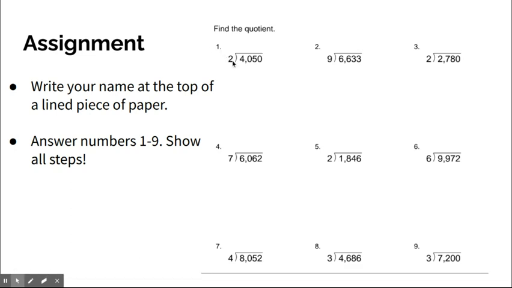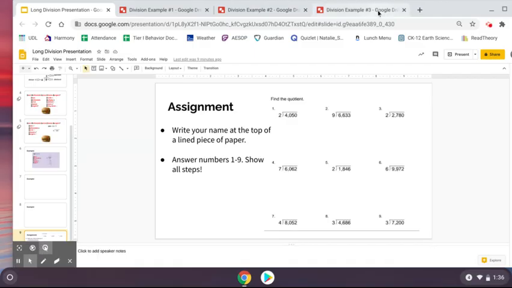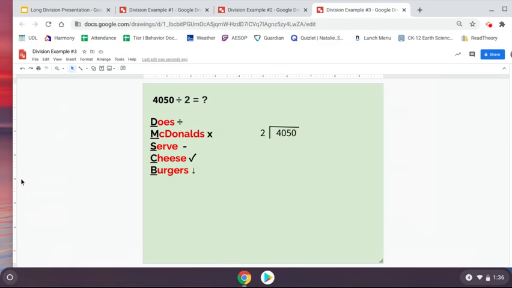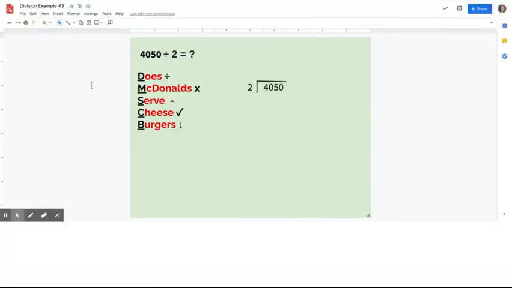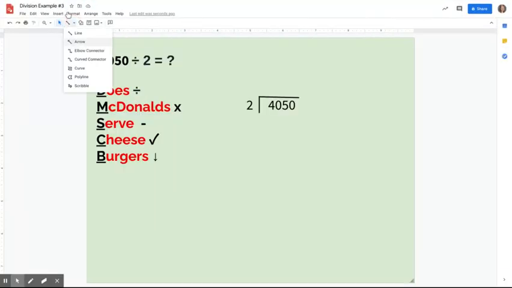So we'll walk through and we'll do 4,050 divided by 2. Our dividend, which is inside our house, the number we start with, is 4,050. We're going to divide by 2. We're going to move back over to our example problems so that I can write this information out. And again, I want you to keep your notes next to you so that you can walk through those steps.